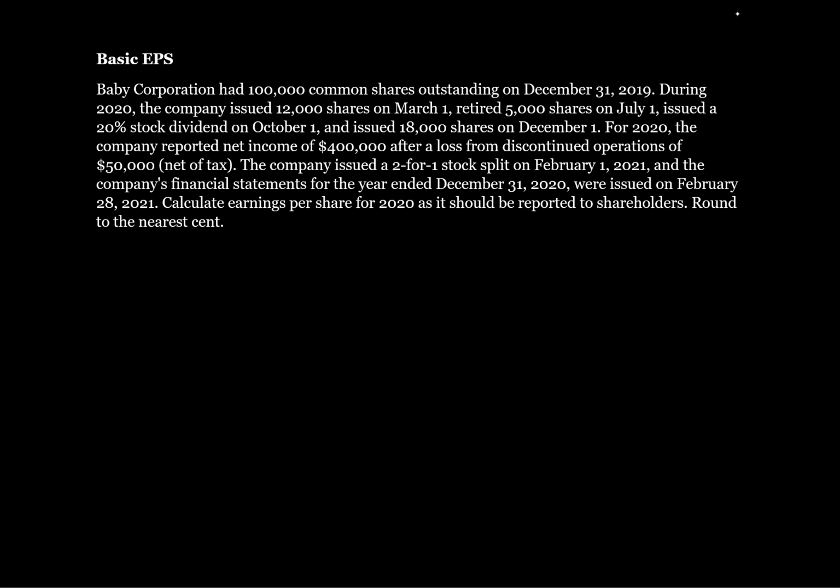For 2020, the company reported net income of 400,000 after a loss from discontinued operations of 50,000, net of tax. The company issued a 2-for-1 stock split on February 1st, 2021, and the company's financial statements for the year ended December 31st, 2020 were issued on February 28th, 2021. Calculate earnings per share for 2020 as it should be reported to shareholders.